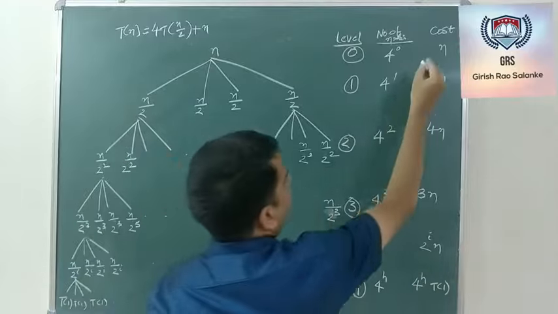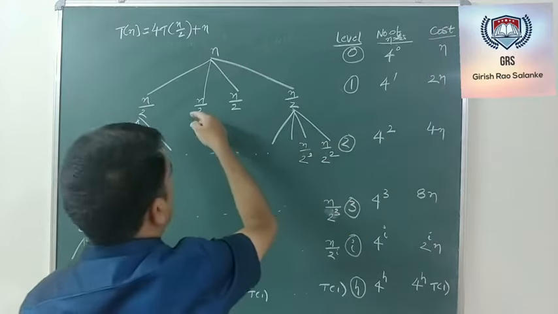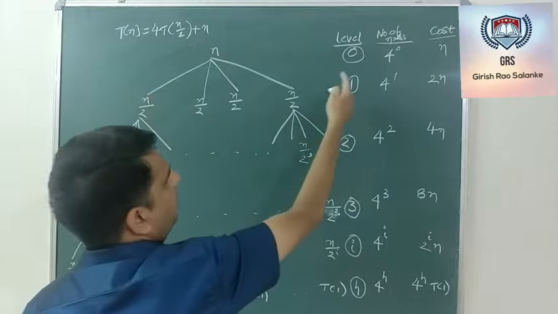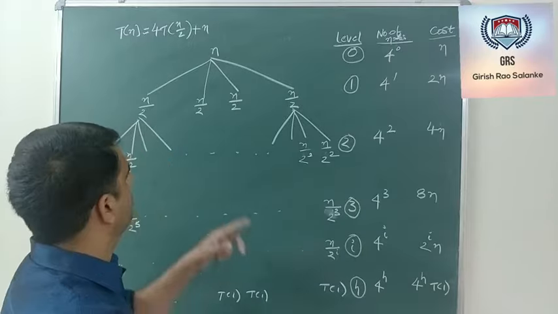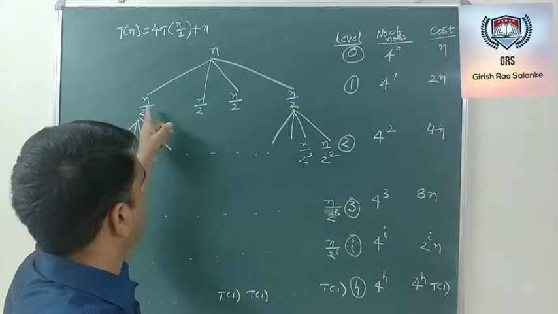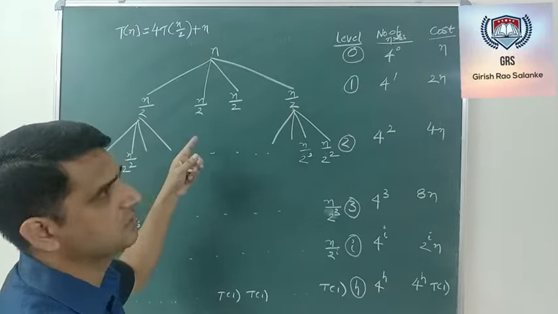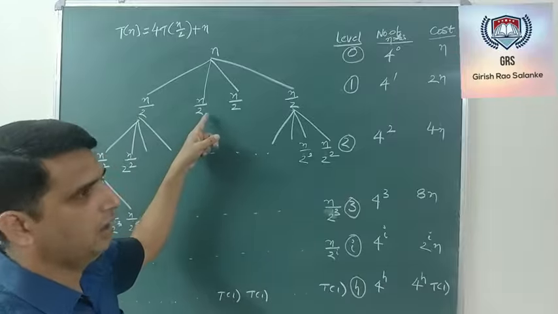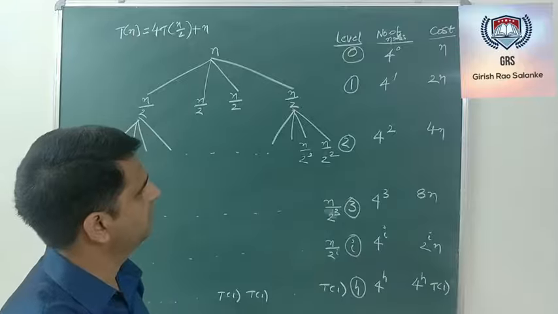Now what is the cost for each of these levels? At the first level, it is just n. At the next level, the single cost is n by 2 and the number of nodes is 4. Now what you are supposed to do is add all of this together: n by 2, n by 2, n by 2 plus n by 2. It becomes how much? N by 2 plus n by 2 is n, and the other n by 2 plus n by 2 is the second n.